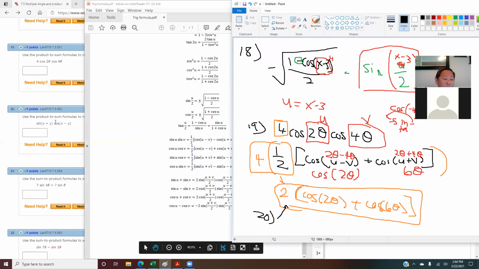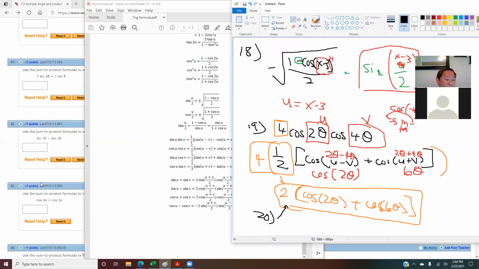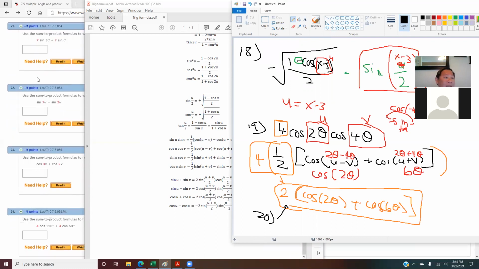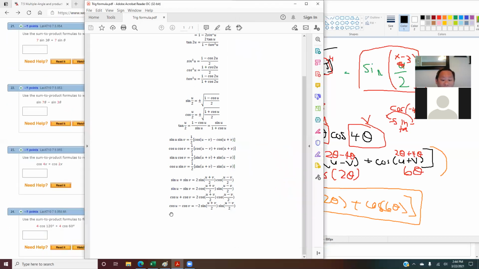So make sure you read the question carefully. Because this question gives us a product, multiply, and your answer is in sum. But if you look at 21 and 22, 23 and 24, they all do the opposite. Now it's sum to product. So the difference between these questions is this is multiply and this is addition, subtraction. If you have addition and subtraction, then you have to use the last formula. This is the sum to product formula.